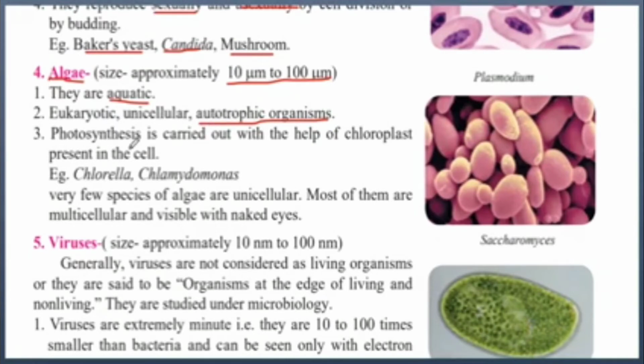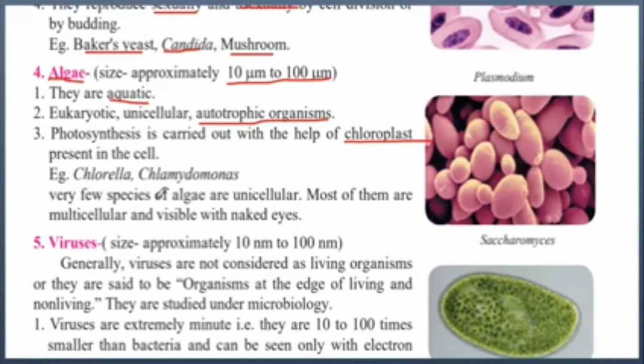They use photosynthesis. Photosynthesis is carried out with the help of chloroplasts present in the cell. All of the algae have something called chloroplast, and they use this chloroplast to do photosynthesis. And by photosynthesis, they make their own food. Examples of algae are chlorella and chlamydomonas.